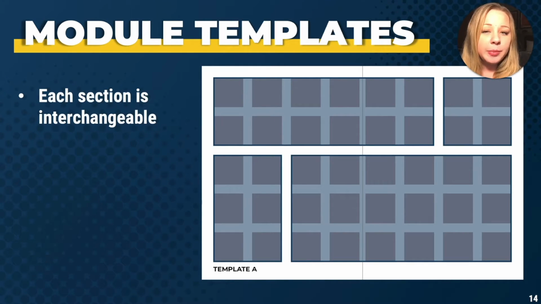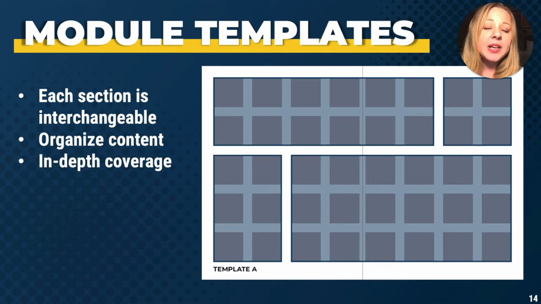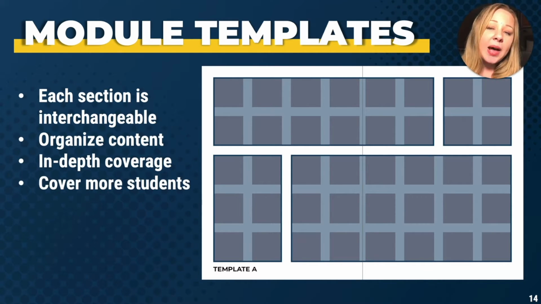So some things to remember about this concept is that each section is interchangeable. So even though the top section is long and skinny, and that really lends itself to being something like a timeline, you can also break that up into multiple sections and put various types of content in there, not just long and skinny types of things. Modules also help you organize content and vary the content and go a little bit more in depth if you want to, because instead of covering one thing per spread, you could effectively cover multiple, each module having its own piece of content.